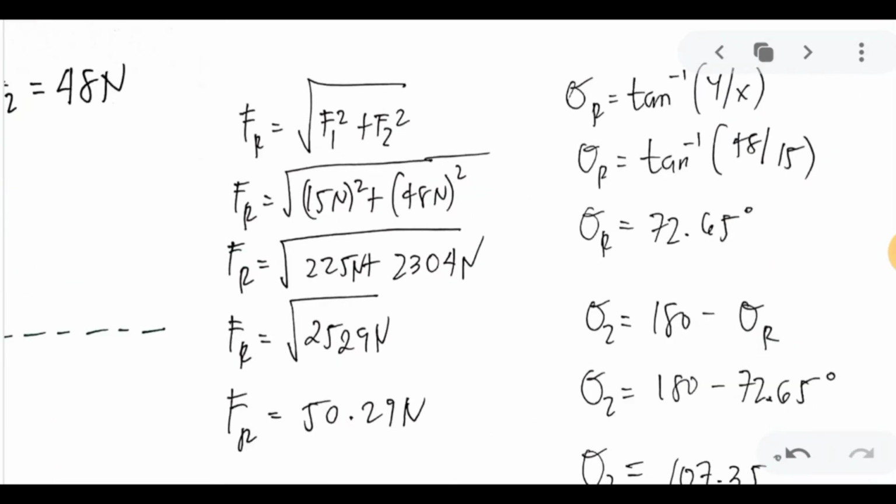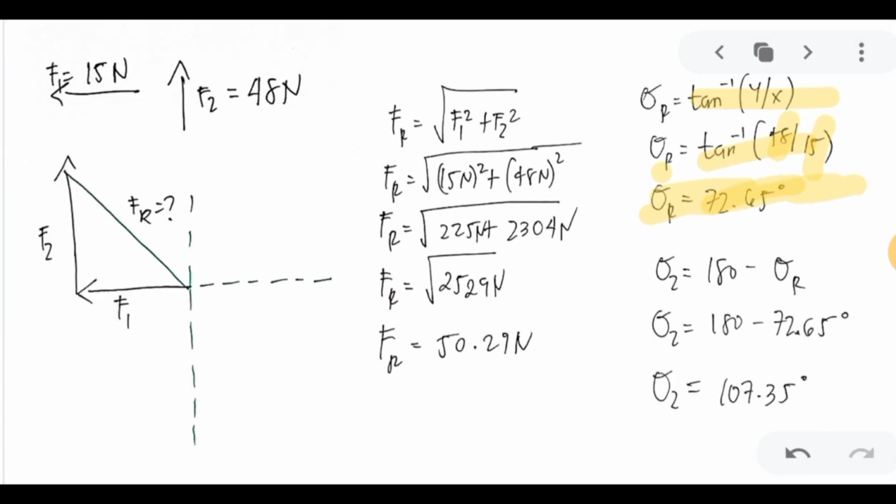And then to find the direction, first you need to find the reference angle, that is inverse tangent multiplied to the value of y over x. And then the value of your y is 48, the value of your x is 15. Then get the reference angle, that is 72.65 degrees. Since that is in quadrant 2, to find the direction, that is 180 minus the reference angle here. So 180 minus 72.65 from here, that will be 107.35 degrees.